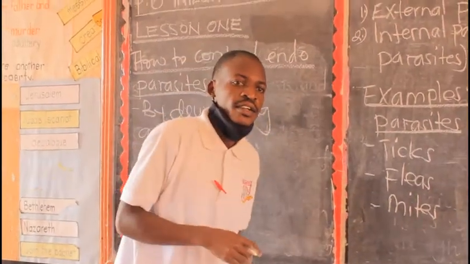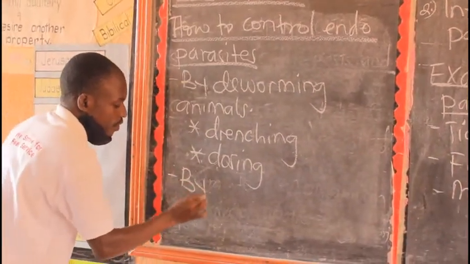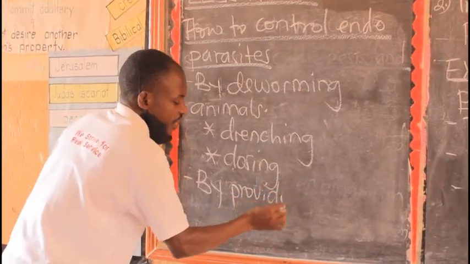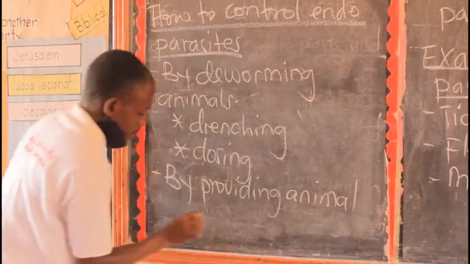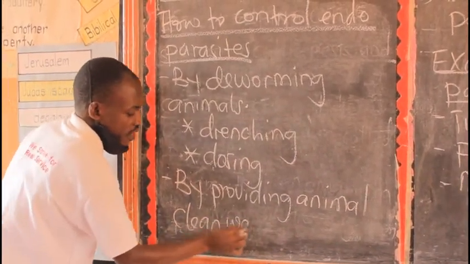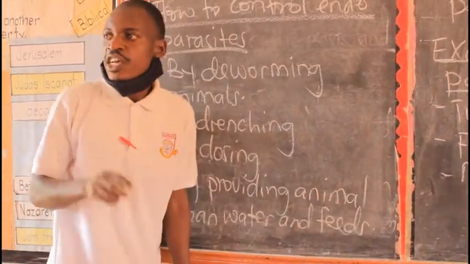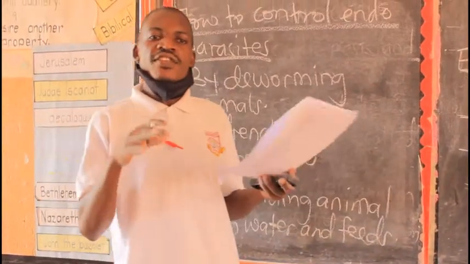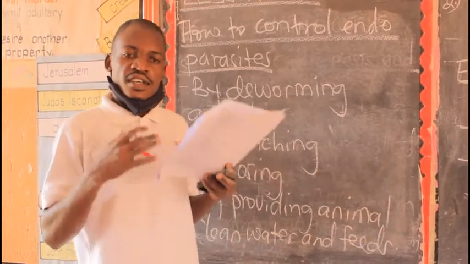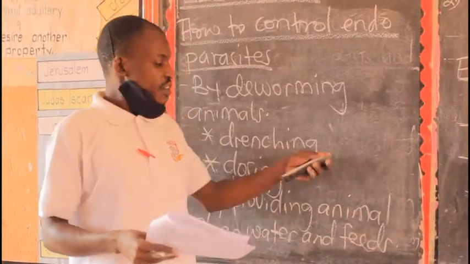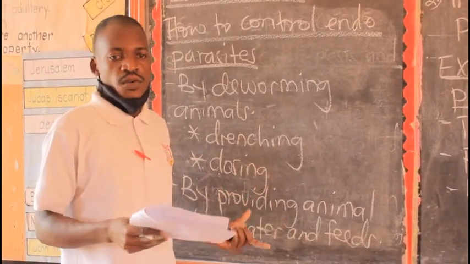Yes, Joshua? Good. By providing animals with clean water and feeds. So make sure that the feeds you are giving these animals are clean. The water you are giving these animals is clean, such that they don't have these worms, they are not contaminated. In that way, you are going to fight the internal worms.